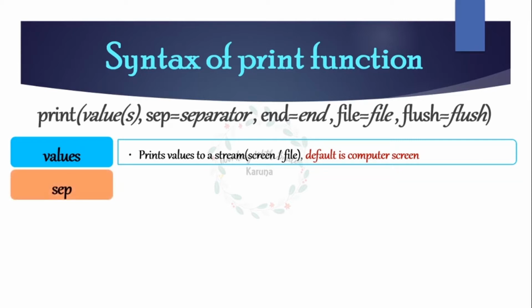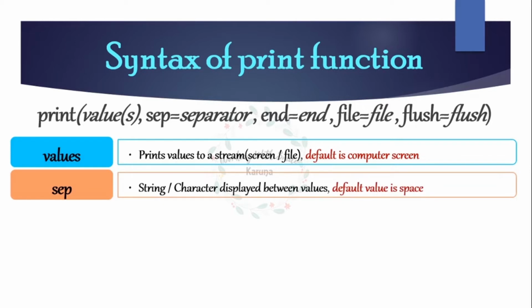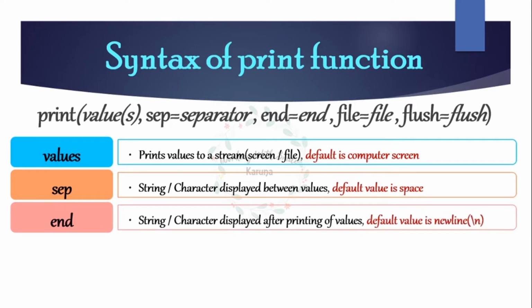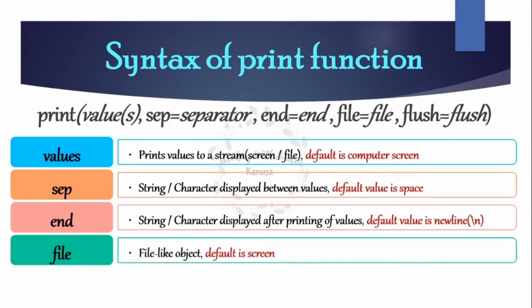If multiple values separated by comma are specified in the values argument, then the string or the character in the sep argument separates the values when the data is displayed. Once the print function completes its task, the value in the end argument is displayed on screen. By default, output given by the print function is displayed on the computer screen, but many a times the data needs to be saved permanently in files on the hard disk. This task can be achieved using the file argument.